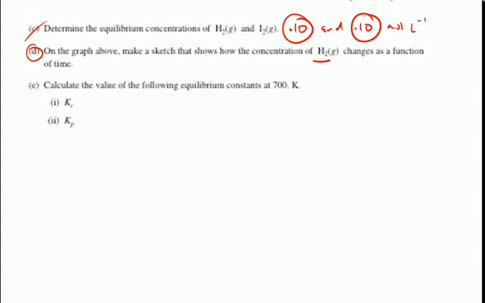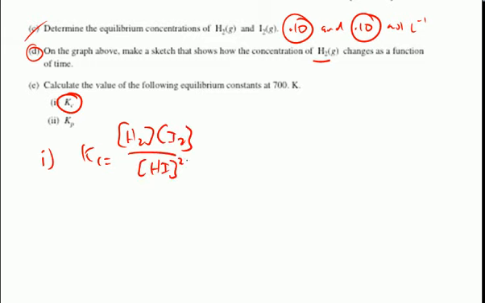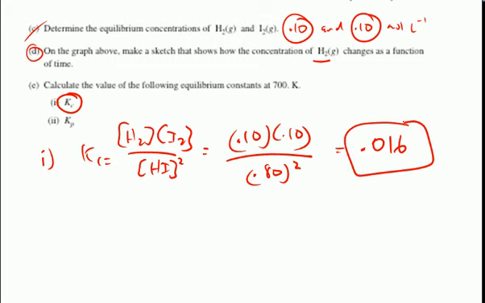Alright, E says calculate the value of Kc. Well, for Kc, all we're going to be doing is plugging in our equilibrium values into the Kc expression and going from there. So for E, Kc equals [H2][I2] over [HI] squared, and that equals 0.1 times 0.1 over 0.80 squared, which equals 0.016. Really reactant heavy. Remember, there's no units on K.